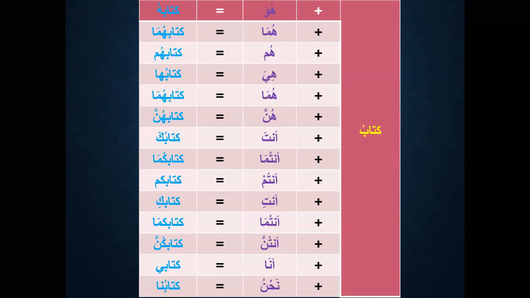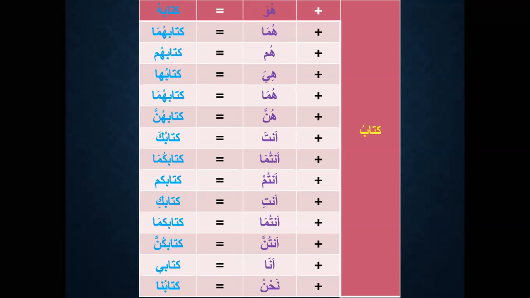And likewise, if you put before these pronouns huwa, huma, hum, a noun, so it becomes mudaf, mudaf ilayh. Kitabu huwa becomes kitabuhu, his book, book of his. Mudaf, mudaf ilayh, his book. Kitabuhuma, book of those two men. Kitabuhum, book of those so many men. Kitabuha, book of that woman. Kitabuhuma, book of those two women. Kitabuhunna, book of all those women.